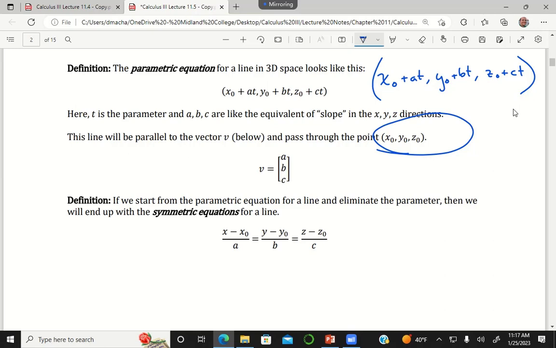And where you see these little a, b, and c coefficients, your line is going to be parallel to this vector, right? Your line is going to be parallel to the vector ABC.